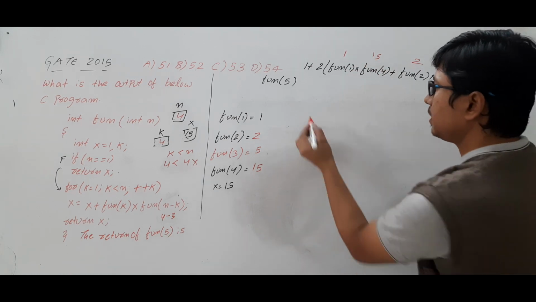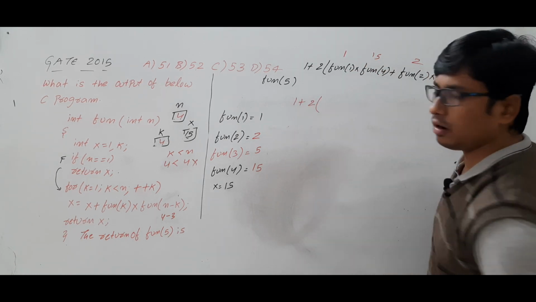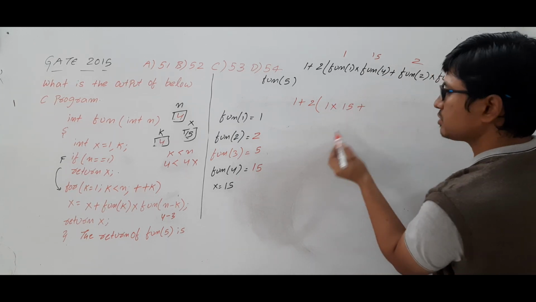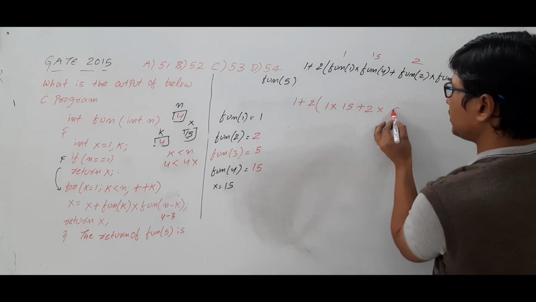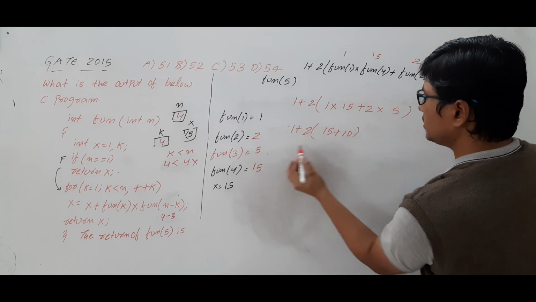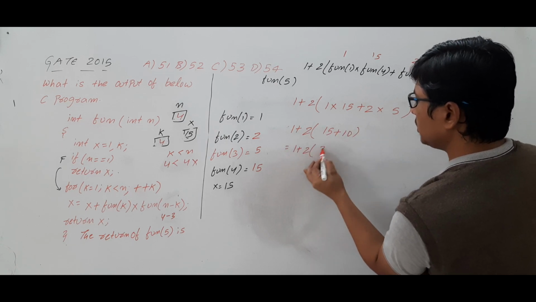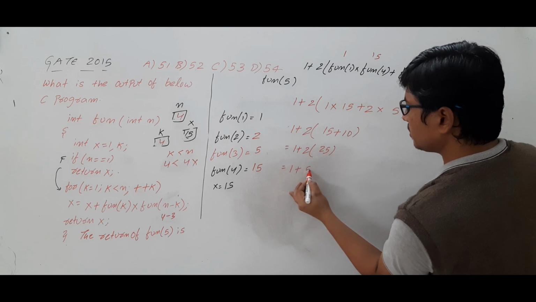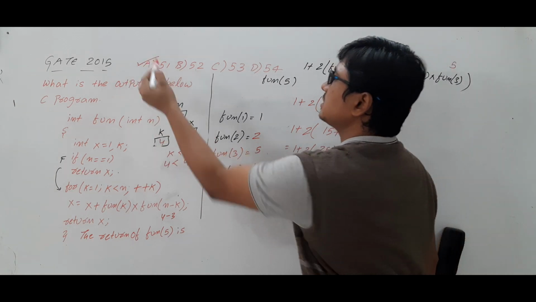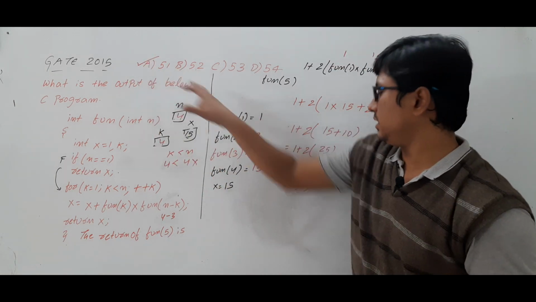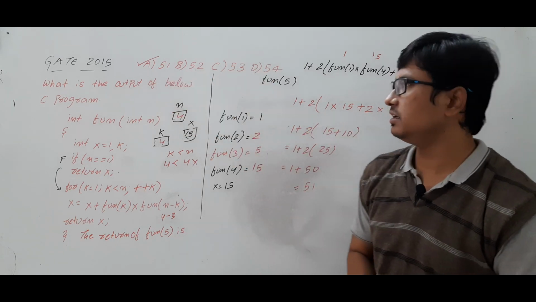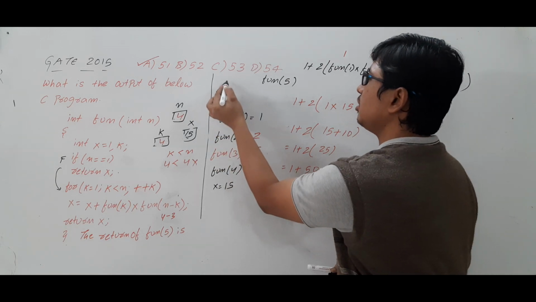Just substitute them. 1 plus 2 into fun 1 is 1, fun 4 is 15, plus fun 2 is 2, fun 3 is 5. Just substitute the values and compute it. 2 into 15 plus 10, which is equal to 2 into 25, which is equal to 1 plus 50, which is equal to 51. So we got the right answer, A. A value is 51, option A, whereas B is 52, 53, 54. We got 51, so option A is right. For this question, the right answer is option A.